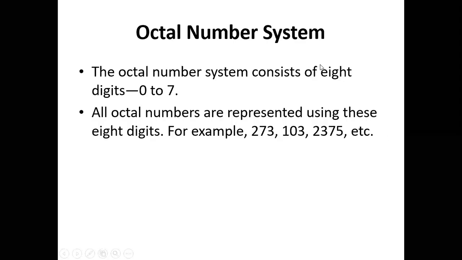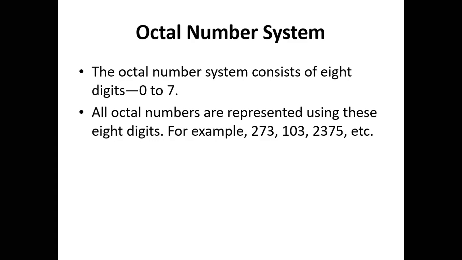All right, so that's about the decimal number system. The octal number system. In the octal number system, when we are expressing numbers, we are going to express them using 8 digits. The 8 digits will be from 0 up to 7: 0, 1, 2, 3, 4, 5, 6, 7. In octal number system, you cannot use digits 8 or 9. They are not accepted in octal number system.